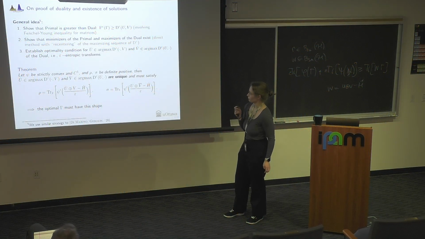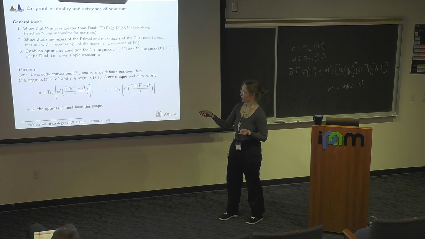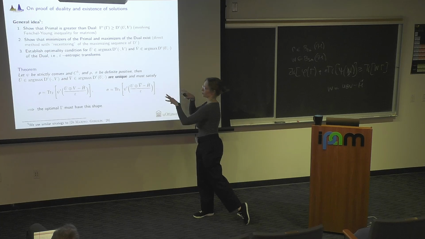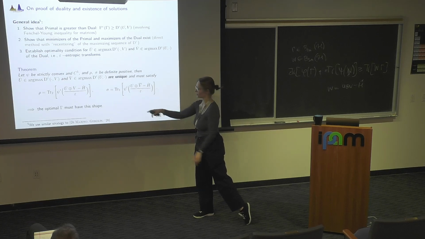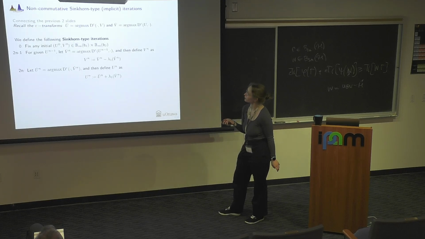Okay, so here, as I mentioned, if U bar and V bar are like this at the same time, then gamma must have this shape. So this is the general idea.